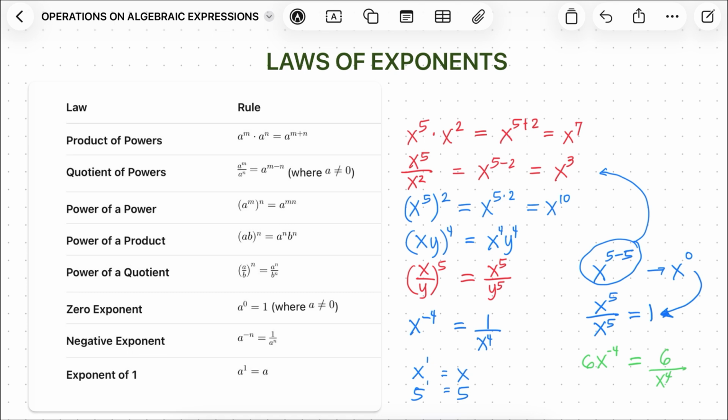I hope you will master everything, and this will greatly help you when simplifying expressions with powers.